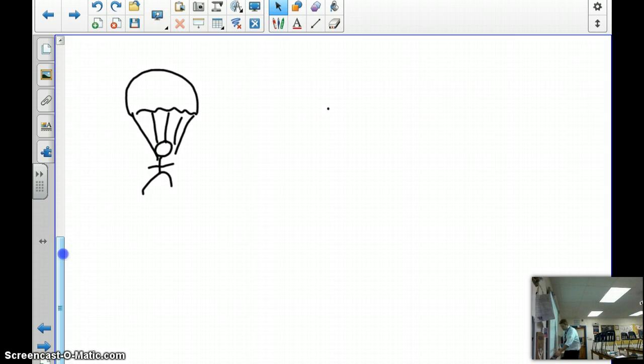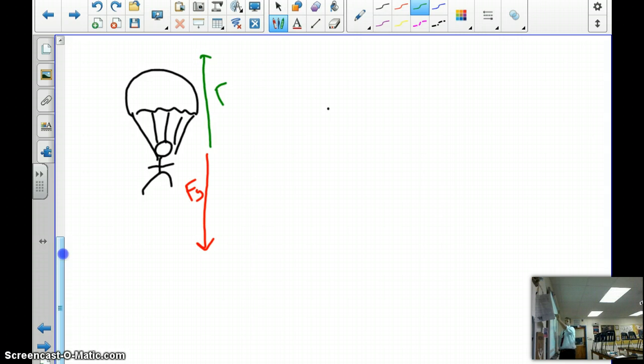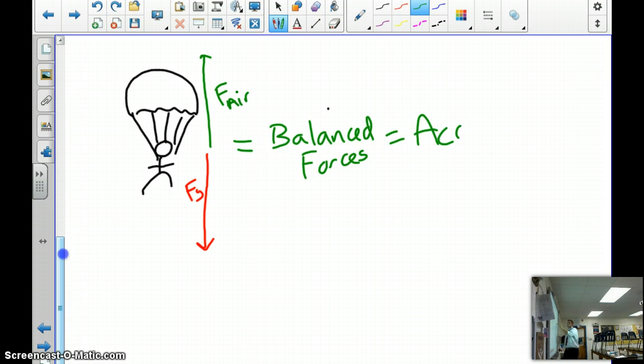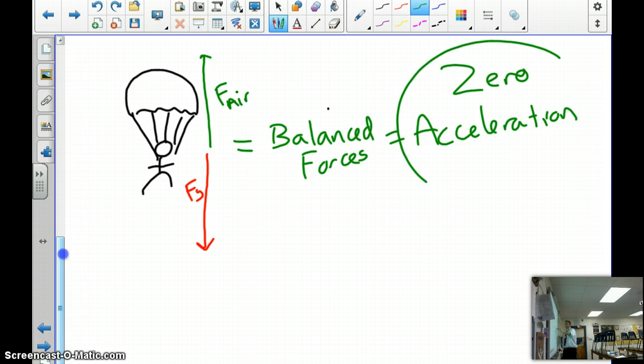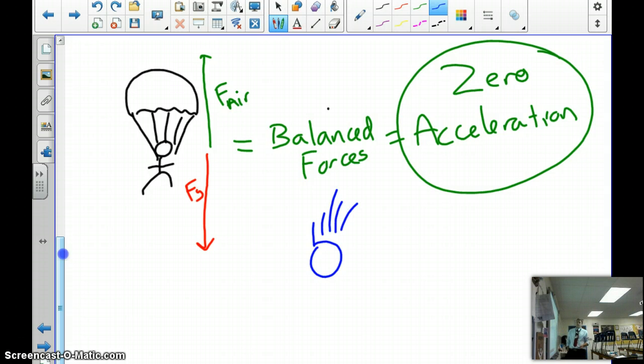So here's your parachutist. They have a downward force, their weight, the force of gravity down. And if they're cruising at a constant speed, then the upward force, the force of air resistance, must be equal. If my forces are balanced, then that means that my acceleration must be zero.